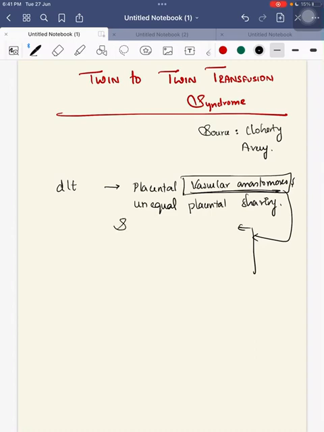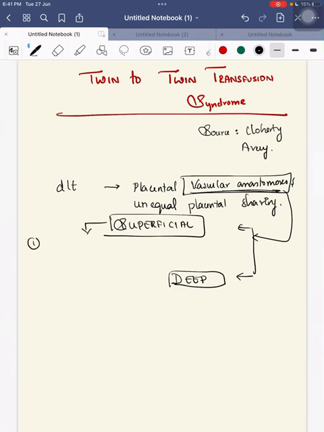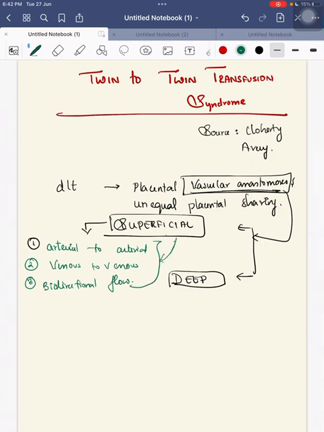This vascular anastomosis can be a superficial one and a deep vascular anastomosis. The superficial vascular anastomosis includes arterial to arterial and venous to venous, and these are mostly of bidirectional flow. While the deep vascular anastomosis includes artery to vein anastomosis, and these are mostly of unidirectional flow.